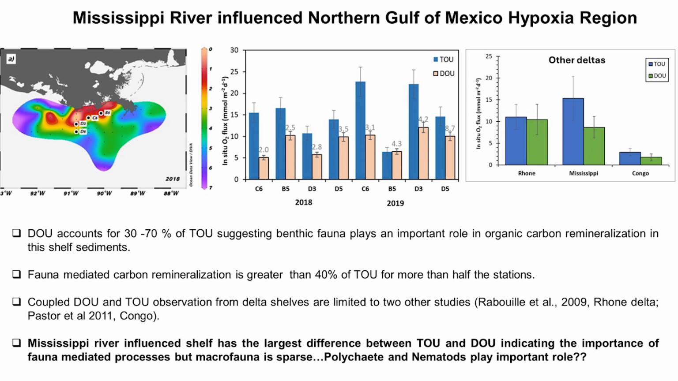But yesterday's talk, we saw that they can be important. And I think that is what this is reflecting. Maybe these small worms, their bioirrigation does matter. And also future models should include TOU rather than DOU to drive the bottom oxygen. And we can see when I compare them with other deltas, there's very little data. There's only 2 more studies, Rhone and Congo, where they have done this concurrently. We can see Gulf of Mexico, in spite of the hypoxia, does have a big difference. So it actually does matter. So that's it.